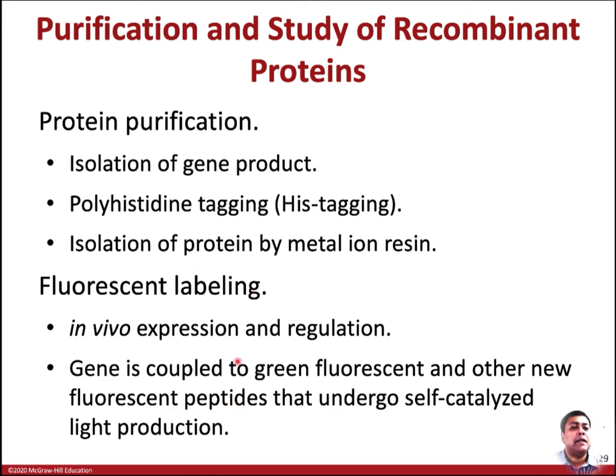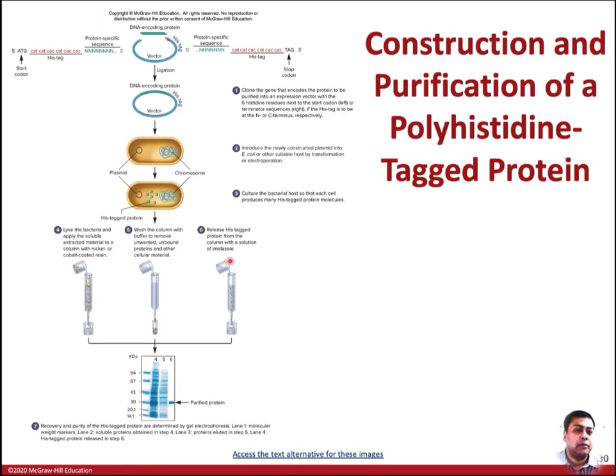Also, you can label them with a fluorescent label so that they can be coupled with green fluorescent or red fluorescent proteins, and they are going to fluoresce under the fluorescence microscope so that you can visualize them. A lot of different things that we can do. So here we are looking at tagging a protein with a polyhistidine tag.